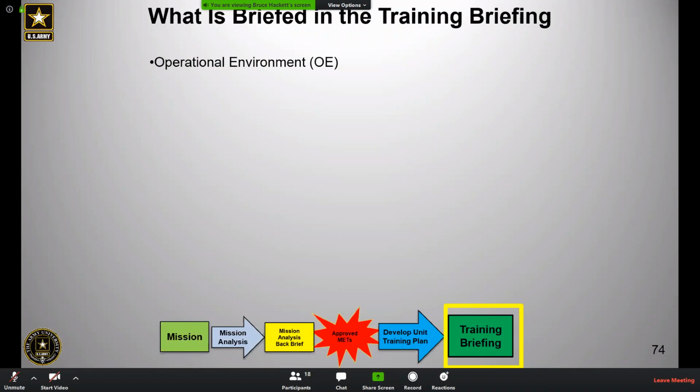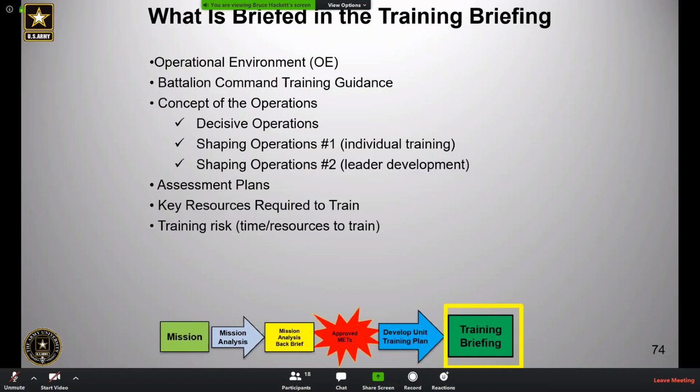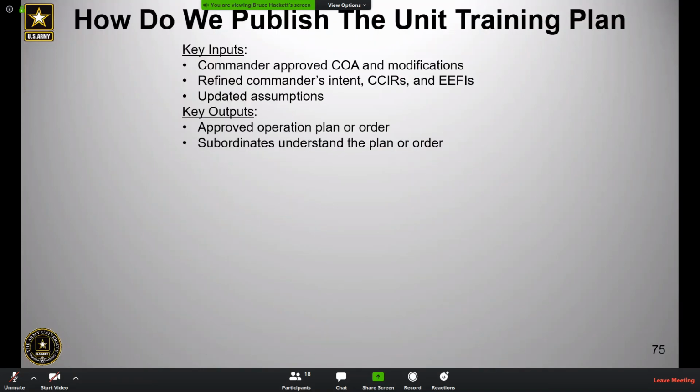So what is briefed in the training briefing? Your operational environment, your battle command training guidance, concept of operations, your decisive operations, your shaping operations, individual training, and your shaping operations 2, which is leader development training, which are all part of the training and evaluation outline. Your assessment plans, your key resources required to train. We've gone into that, especially your training ranges, ammunition, and support training aids. Your training risk, the time, resources to train, the training challenges, and how do we publish the unit training plan?